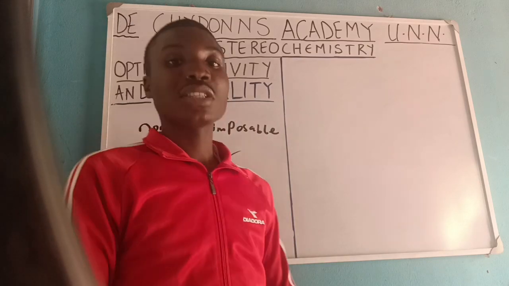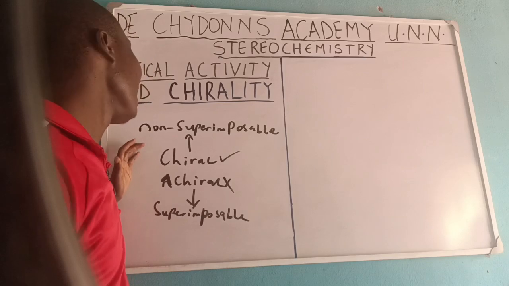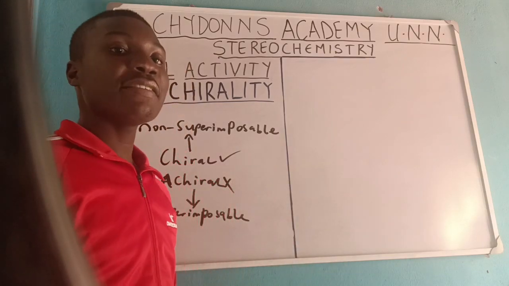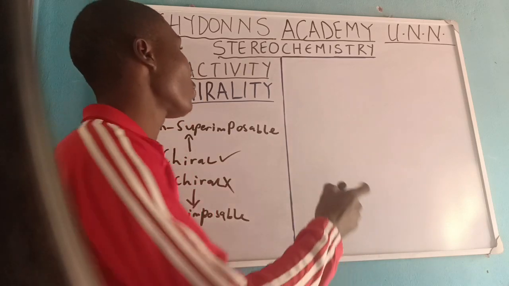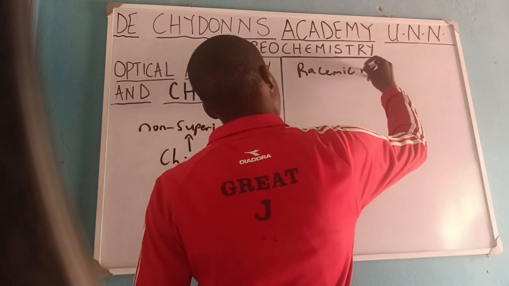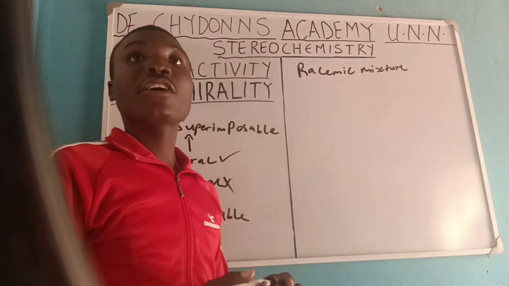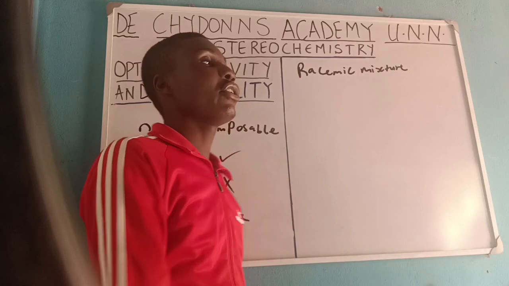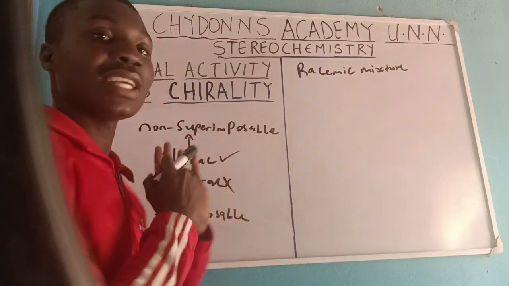Another thing you have to take note of is that even if we have an object that has a mirror image that is not superimposable, if the two of them are in the exact same amount, we refer to such a mixture, as I've said before, as a racemic mixture. A racemic mixture will not have any observed rotation, because while one enantiomer rotates the light to a particular degree to the right, the other enantiomer rotates it by the same degree to the left.